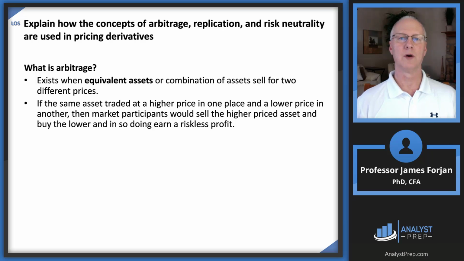So let's start with arbitrage. Let me give you a quick definition here. It exists when equivalent assets or combinations of assets sell for two different prices. And the simplest example of all is, suppose a share of stock trades for $100 on the floor of the New York Stock Exchange and only $95 on the floor of the Philadelphia Stock Exchange. Well, you could go to Philadelphia and buy for $95 and then go to New York and sell for $100.